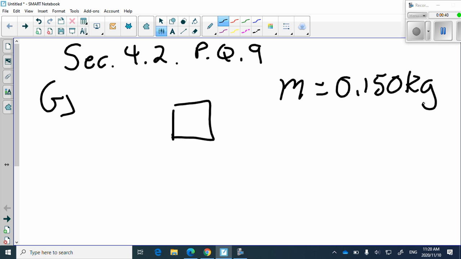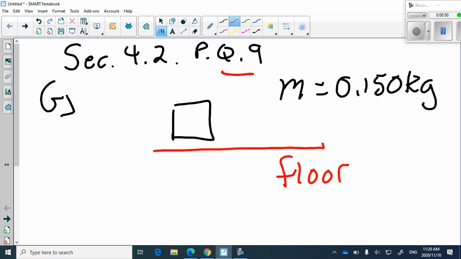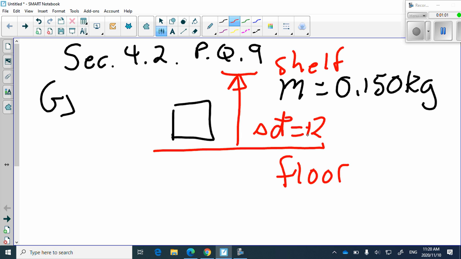So here's the floor. Right, here's the floor, and then here's the shelf. And it's lifted upward, so it's going to have a displacement up of positive 2 meters. So it's lifted upward. And it says in 9A, the force needed to lift the block without acceleration.